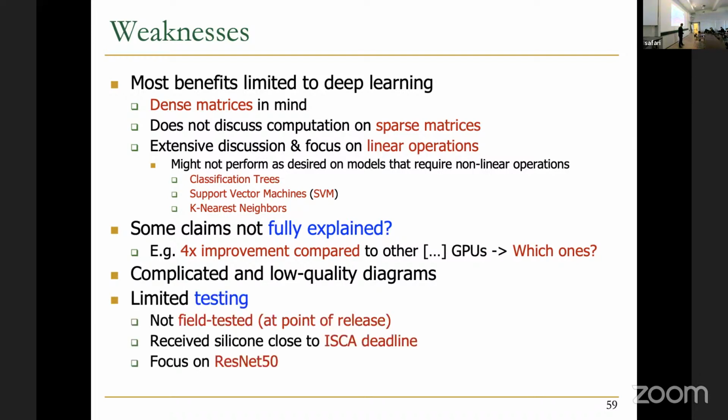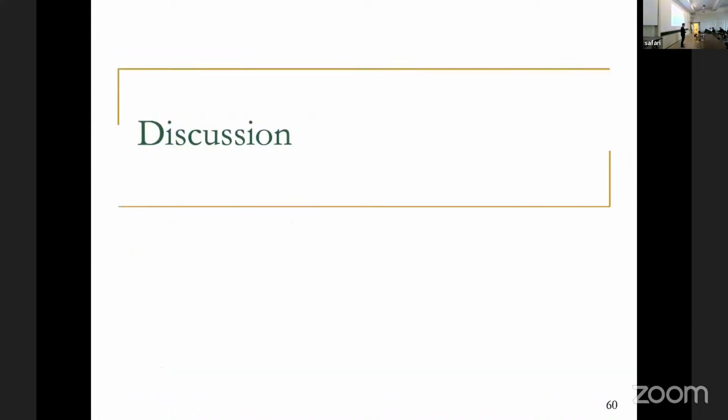And the testing was limited. So this is not the case anymore, but it was the case when the paper was released. At that time, the design was not field tested, only in their lab, and focused solely on ResNet 50 for benchmarks. I know that ResNet 50 is a good approximation for the overall performance, but it's not perfect, and it would have been nice to see a few additional tests. But this was actually the case because they received the silicon really close to the ISCA conference deadline, so they could not really add more tests, but still would have been nice and would have made the paper better. Good.